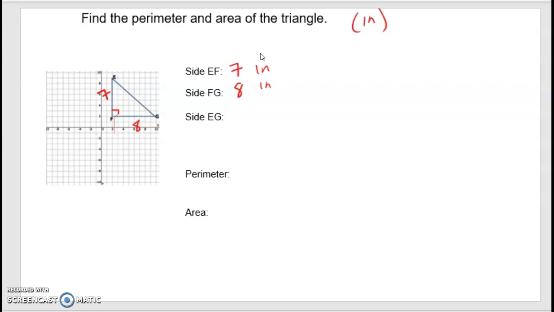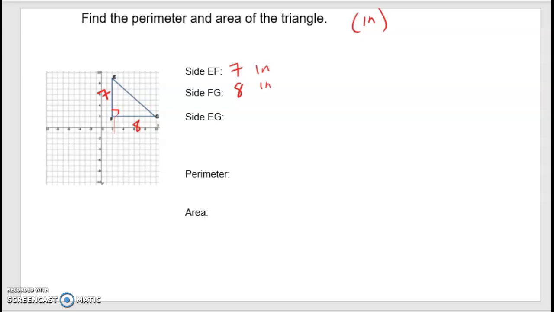Okay, now EG is again a diagonal, so you cannot just count it. You either have to do the distance formula or the Pythagorean theorem. But think to yourself, when do you usually use the Pythagorean theorem? You usually use it when you're dealing with right triangles.